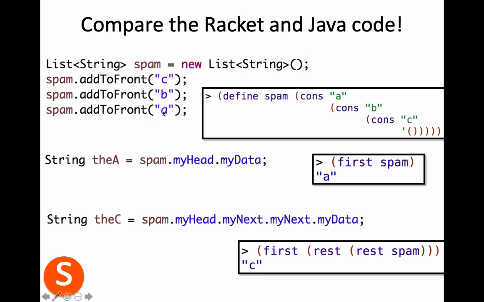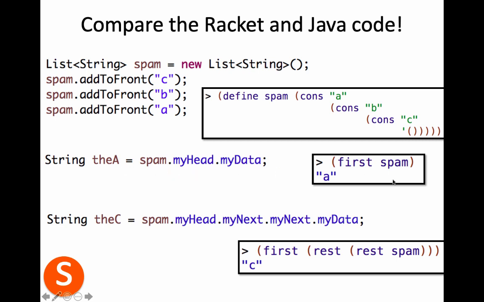Okay, so on the left, I see how to make the ABC list in Java. And then in Racket, what we would have done is we could define the variable spam, give it the value of cons of A to cons of B to cons of C to the empty list. And remember, cons just adds something to the front of a list. We have a replication of the code to get the A that we saw in the previous slide.